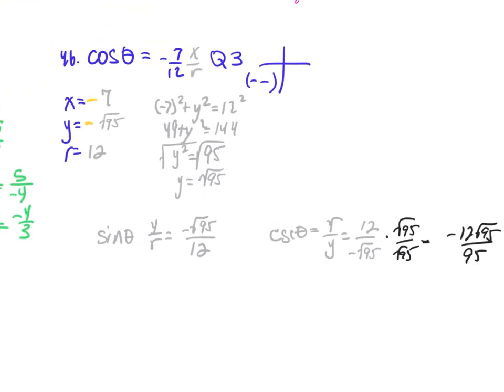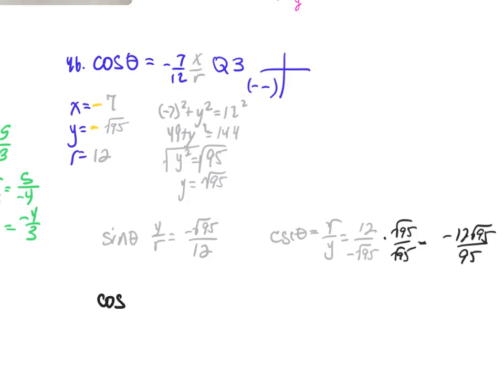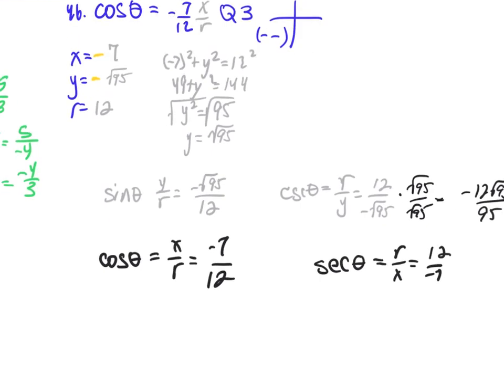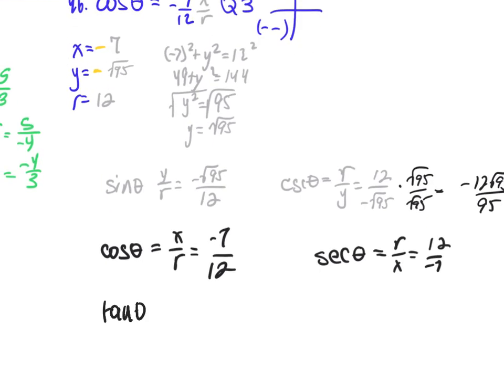Big numbers, no problem. So now I'm going to say cosine of theta. Well, cosine of theta is X over R. So my X value is negative 7. My R value is 12. So my secant of theta is R over X. So I have 12 over negative 7. Lastly, we have tangent theta is Y over X. So my Y value is negative root 95. My X value is negative 7. So that's just become root 95 over 7.